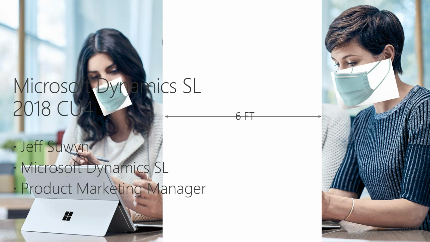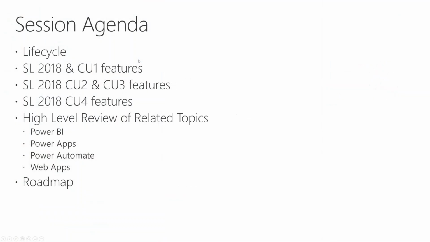What we're going to talk about today is SL 2018 CU4. We did release CU4 the end of last month, so the end of June it came out. You probably have heard part of this presentation before, but we're going to go through the standard information, life cycle. Where are we at in the life cycle of Dynamics SL? Where do you fit into there, and what should you be thinking about?